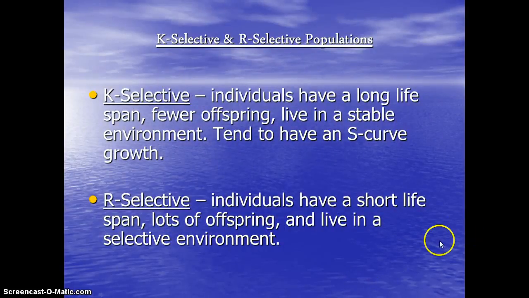You have a couple of different types of populations that can occur. You've got K-selective and r-selective. K-selective are just those types of populations that have organisms that have long lifespans, very small amounts of offspring, like humans, for example. Where r-selective populations would be animals like insects, that live very short lifespans, but they have a lot of offspring. So that would be categorizing the different types of populations.